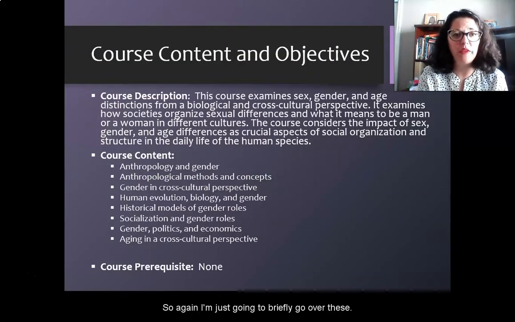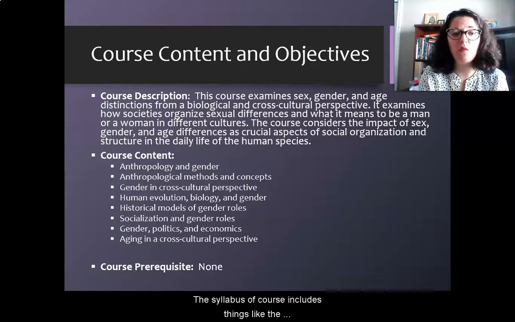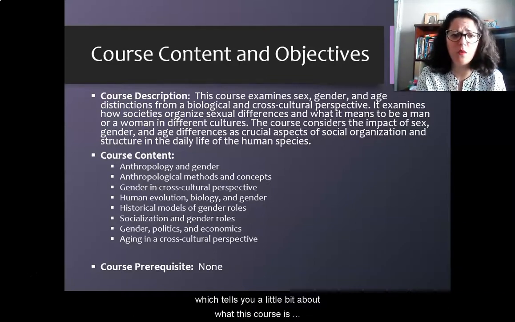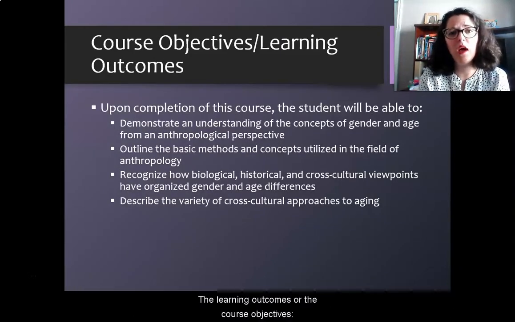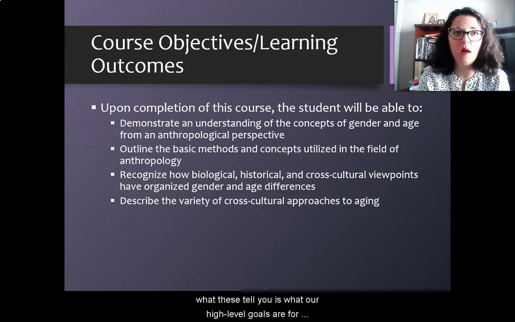So again, I'm just going to briefly go over these. The syllabus, of course, includes things like the course content and objectives, which tells you a little bit about what this course is about and the various topics we're going to be covering. The learning outcomes, or the course objectives, what these tell you is what our high-level goals are for this course. These have been developed by myself and my anthropology colleagues.